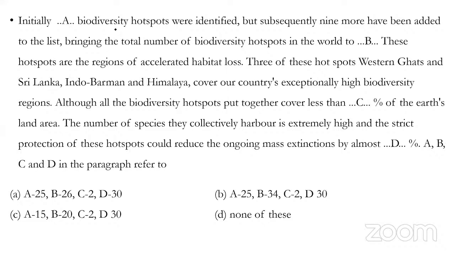Initially, the number of biodiversity hotspots identified was 25, but subsequently 9 more have been added to the list, bringing the total number of biodiversity hotspots in the world to 34. These hotspots are the regions of accelerated habitat loss, which means they are threatened. Plus, they should have high endemism. 3 of these hotspots, Western Ghats and Sri Lanka, Indo-Burman and Himalaya, cover our country's exceptionally high biodiversity region. Although all biodiversity hotspots put together cover less than 2% of the Earth's landmass, the number of species they collectively harbor is extremely high, and strict protection of these hotspots could reduce the ongoing mass extinction by 30%. So the answer should be B.